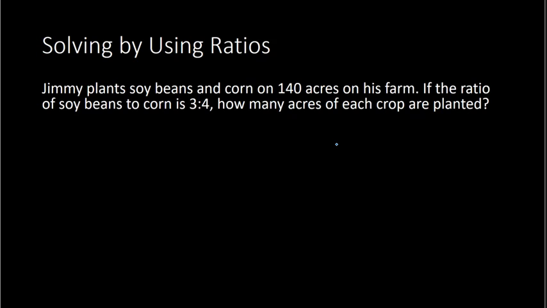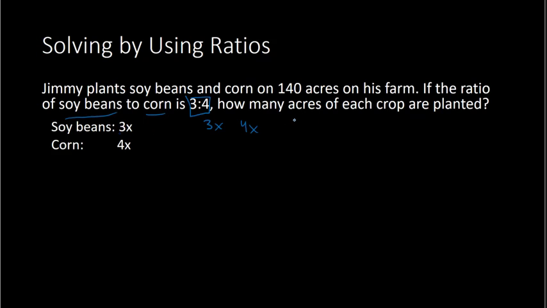So using ratios, I have a little technique where I take this ratio, 3 to 4, and put an x after it. So we have 3x and 4x. And the 3x corresponds to the soybeans, and the 4x corresponds to the corn. So for soybeans, we can let 3x represent the soybeans, and for the corn, we can let 4x represent the corn. And we can do that because the ratio is 3 to 4.